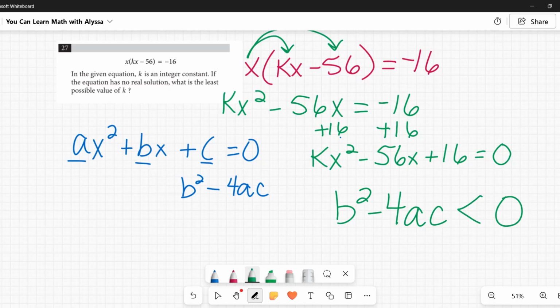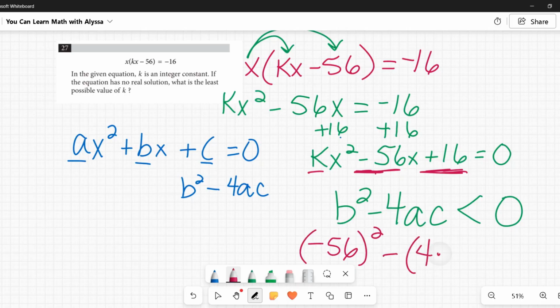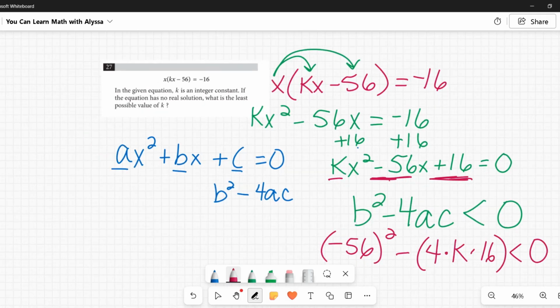So I am going to plug my b's, a's, and c's from up here. There's my a, there's my b, include the negative with it. There's my c, include the positive with it. Now plug them in here, and I'm going to solve this equation. So first, my b. My b is negative 56. I'm going to square that. And then I'm going to subtract 4 times my a is k, positive k, and my c is 16. And this all needs to be less than 0.